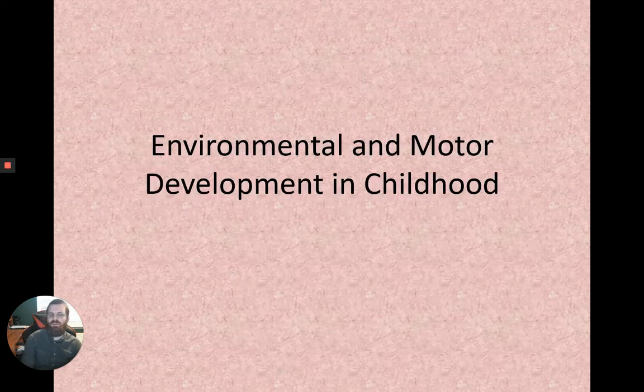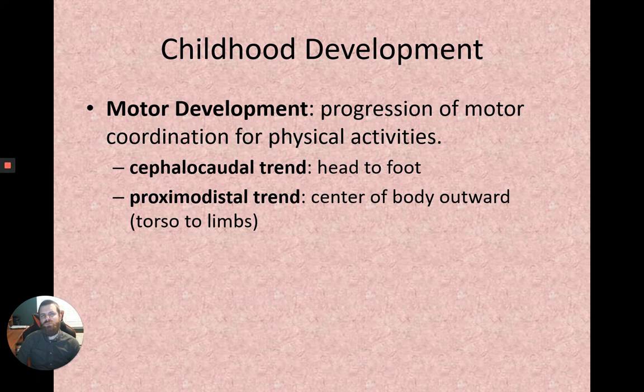And then what about the environment? How does the environment and motor development actually impact childhood? So there's really two forms of motor development and how physical activity is being coordinated, how the body is preparing for physical activities and movement. And so these two trends of development are called the cephalocaudal trend, which is when you are gaining control over your head to your feet. So babies will actually gain control over their head first, and then that control moves down the body. So from head to foot.